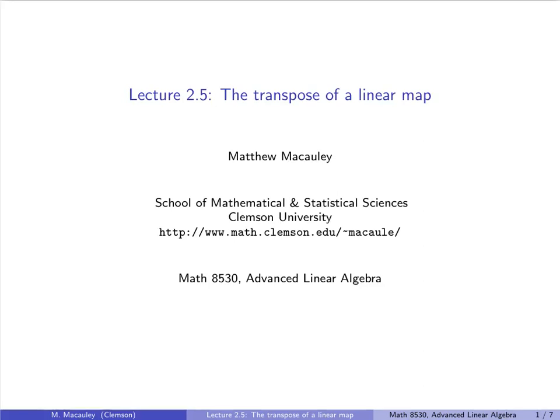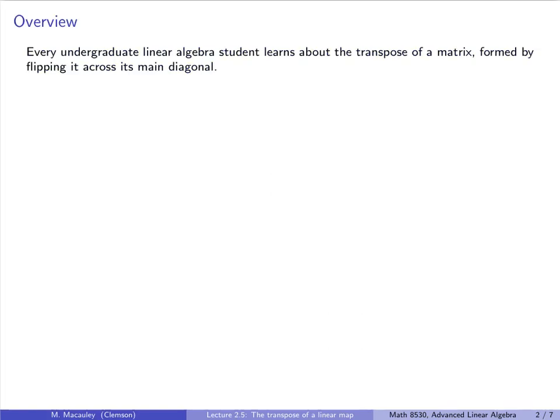Welcome to Lecture 2.5, the transpose of a linear map. Every undergraduate linear algebra student learns about the transpose of a matrix, formed by flipping it across its main diagonal. But what does this really represent in terms of the actual linear map itself?